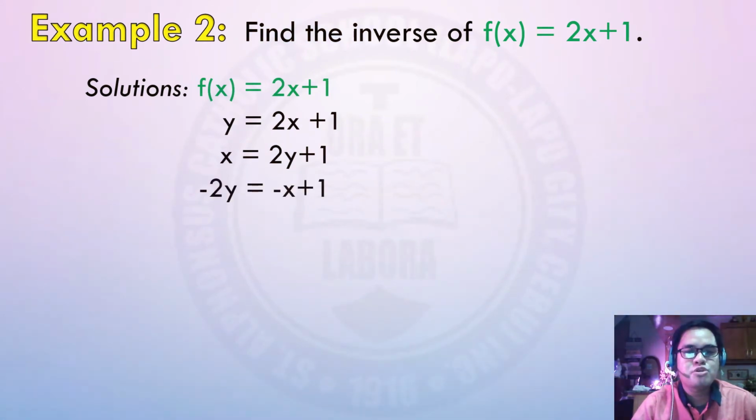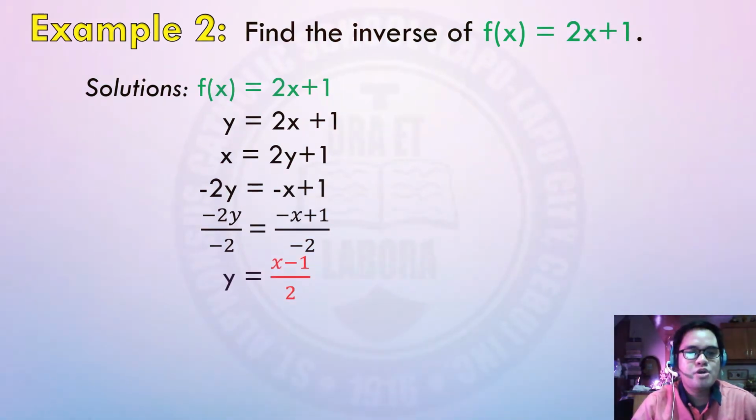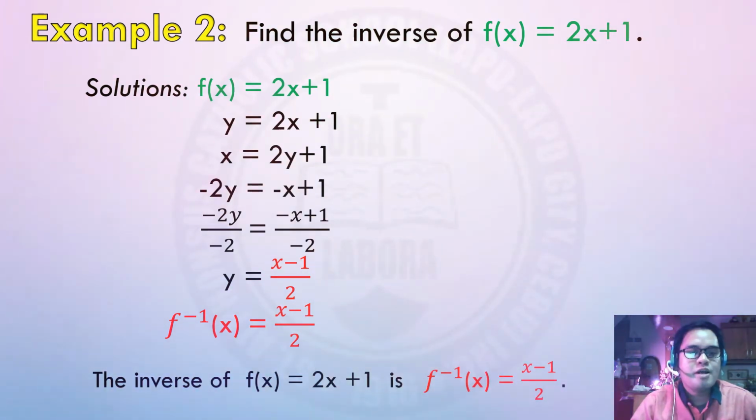So we are going to transpose 2y to the other side of the equation and x to the right side of the equation. So it will become negative 2y equals negative x plus 1. Then divide both sides of the equation by negative 2. So our equation becomes y is equal to x minus 1 over 2. And replace y with this notation: f inverse of x equals x minus 1 over 2. Therefore, the inverse of the function 2x plus 1 is x minus 1 over 2.